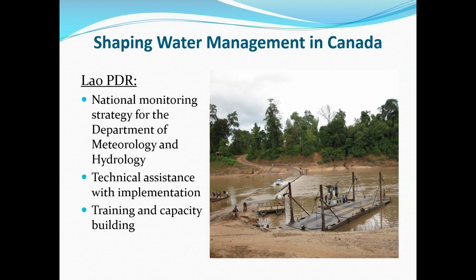Laos, PDR, People's Democratic Republic, or Laos. The project involved developing a national monitoring strategy for the Department of Meteorology and Hydrology, and then providing technical assistance to implementing elements of that strategy, as well as providing training and capacity building, both training of their staff, as well as looking at changes to the Department of Meteorology and Hydrology as far as their organizational structure. The photo is typical river crossing. It's low water. This is the dry season.